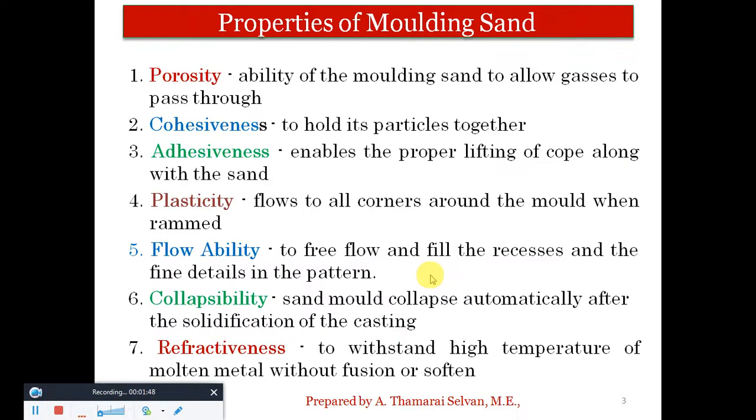Coming to the properties of molding sand, these are the various properties required for a sand which is used for making molds. First one is porosity, the ability of the molding sand to allow gases to pass through. It should be porous. Cohesiveness, to hold its particles together, and adhesiveness, which enables the proper lifting of the cope with the sand. And plasticity, it flows to all corners around the mold when rammed. And flowability, to flow freely and fill the recesses and fine details in the pattern.